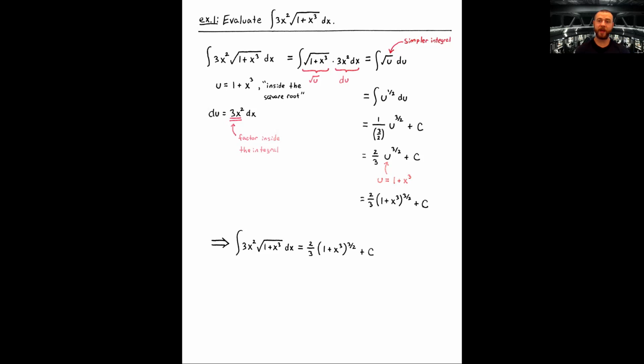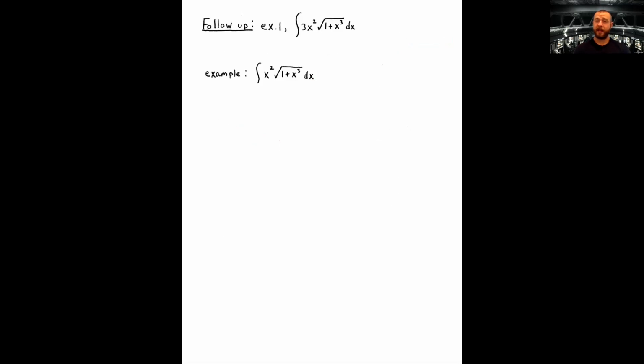All right, let's move on to a follow-up example. There's something common that happens in u-substitution questions that I want to point out. Example 1 was evaluating the integral of 3x squared times that square root. Well, let's suppose for a follow-up example, we get rid of that factor of 3, and we're asked to evaluate the integral of x squared times that square root. What effect does taking off that factor of 3 have?